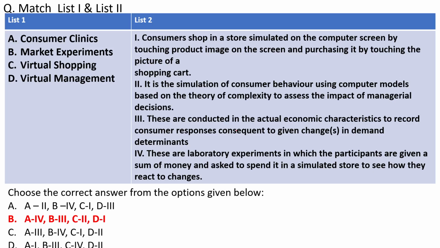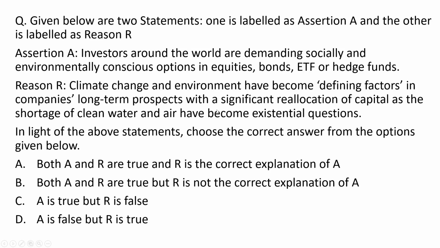Okay, I think there is a certain error in this question. I will tell you later on. Tomorrow I will again bring this question. I can see some sort of error, because virtual shopping should go with option number 1. C should go with 1. Let it be. Then we have the next question.